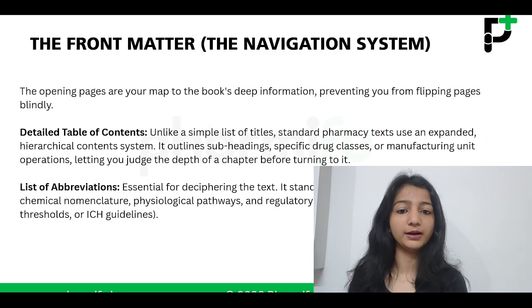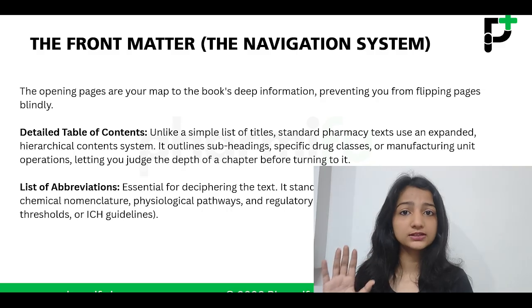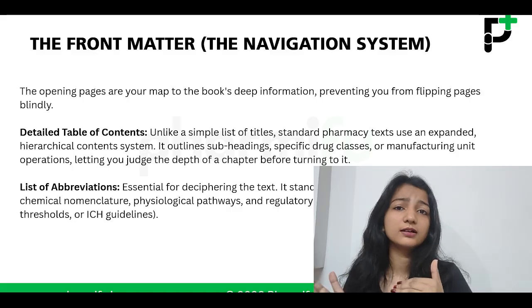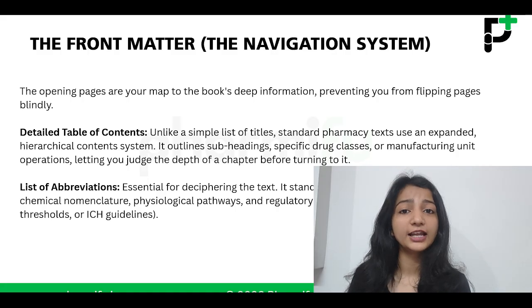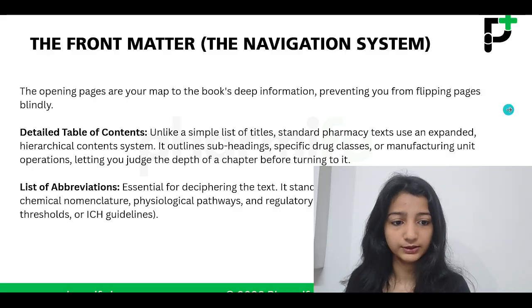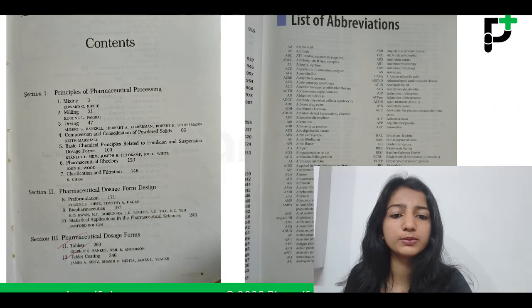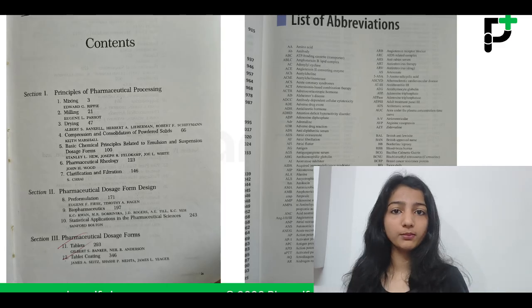Let's dig into the front matter. The front matter is like the navigation system. It has a detailed table of contents, which lists only the heavy matter, divided into chapters, not the precise topic which you want to study. It also has a list of abbreviations. In Lachman, there is no list of abbreviations, but in KDT, you can surely find one. I have attached two pages with a list of contents and a list of abbreviations. The list of abbreviations is from KDT, and the contents page is from Lachman.